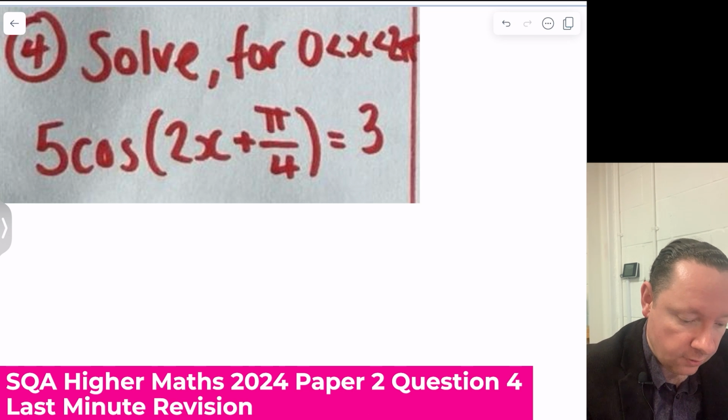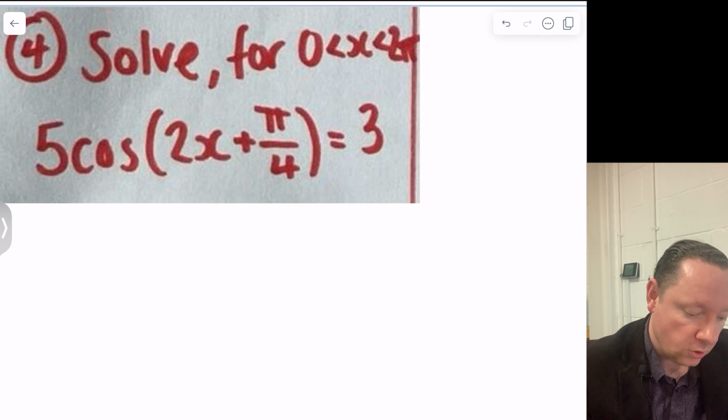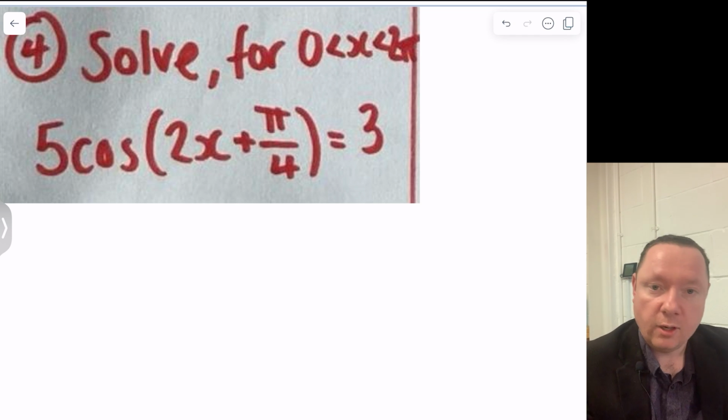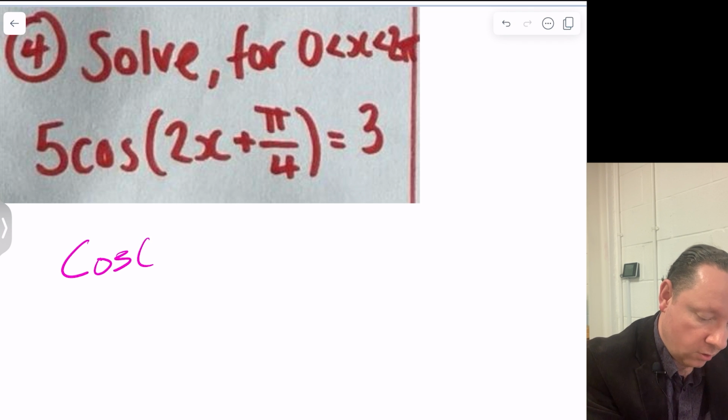Maths 2024, paper 2, last minute, question 4. Solve for 0 less than x less than 2 pi, so in radians, watch out for that. 5 cos of 2x plus pi over 4 equals 3, so it's a trig equation. So I need to rearrange it to make cos the subject. So I take cos of 2x plus pi over 4 equals 3/5.